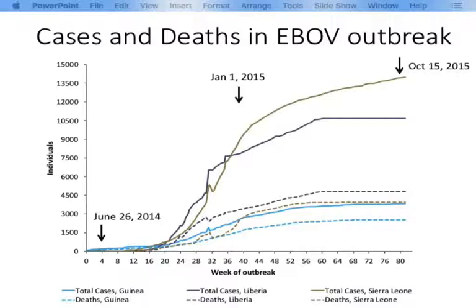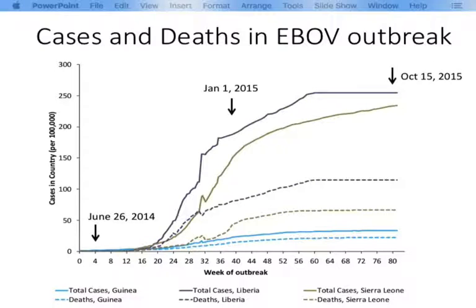We find actually the highest number of deaths in Liberia, and again, still lowest in Guinea. But the percentage of deaths in Guinea seems to be higher than the percentage in Liberia. So this is how we can start to look at the data. So this is just the total number of cases. Let's look at it on a per population basis.